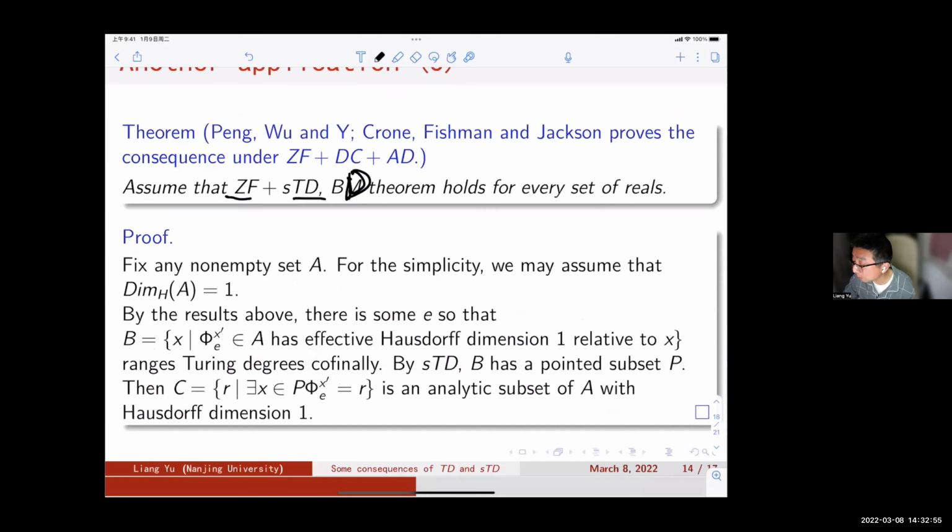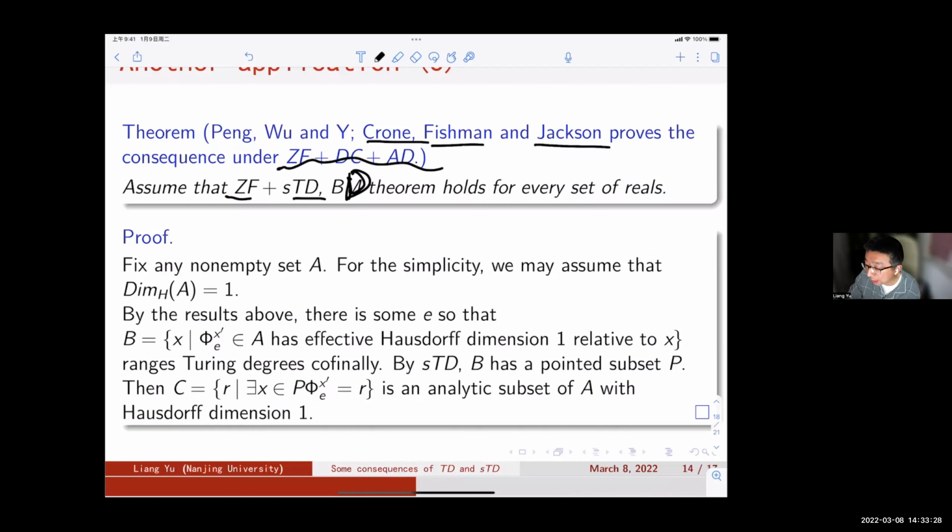This was also proved by several statisticians, Cron, Fishman, and Jackson from North Texas, and they use a very sophisticated argument, and it's a very long paper. They proved it under a slightly stronger assumption like CF plus TC plus AD, but we just need CF plus TD. The BD theorem holds for every set of reals, and the proof actually is very simple. It's very like the measurability.